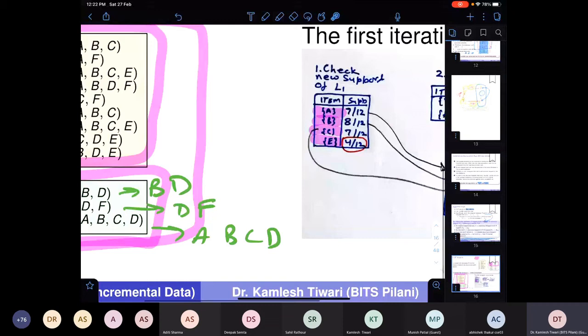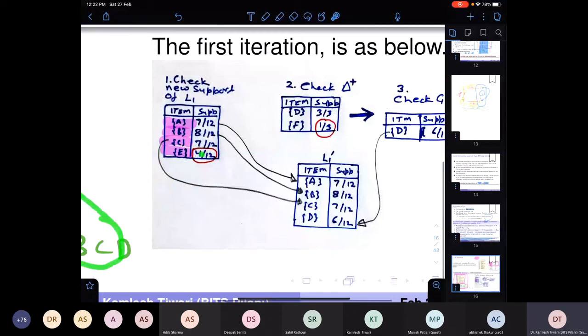What is the support for C? You see the support for C has also been given 1, so it has also been increased by 1. Support for E, there is no support. So the earlier support for E, I think it was 4, so it remains the same. So this is the same value, 4 by 12.